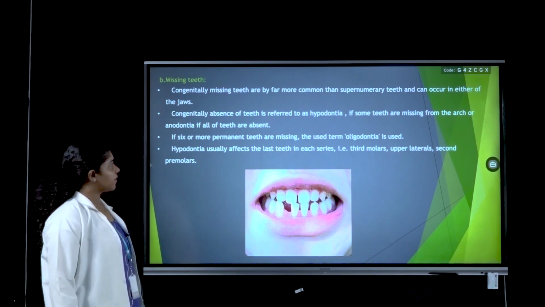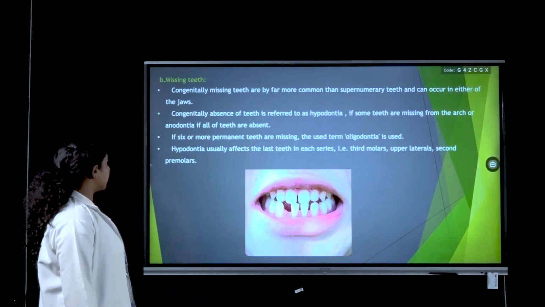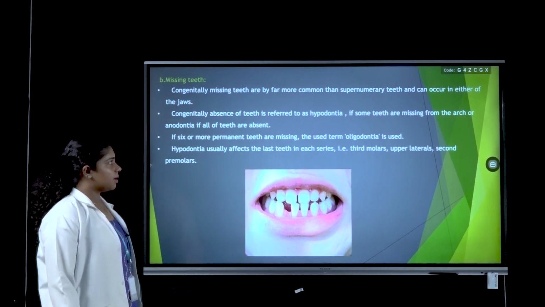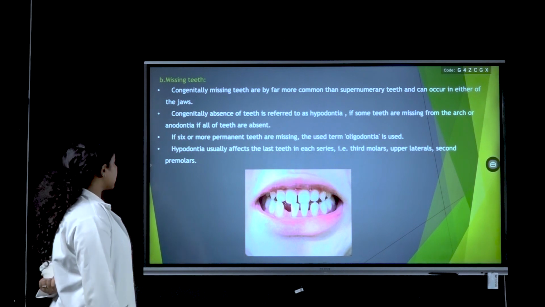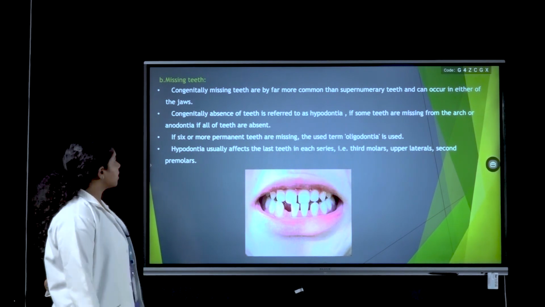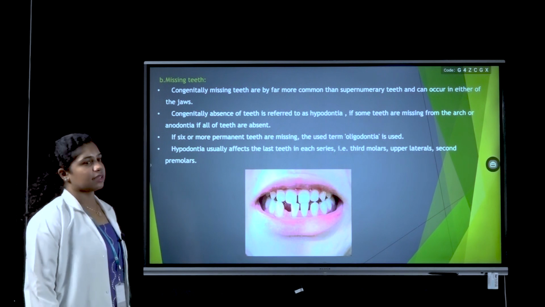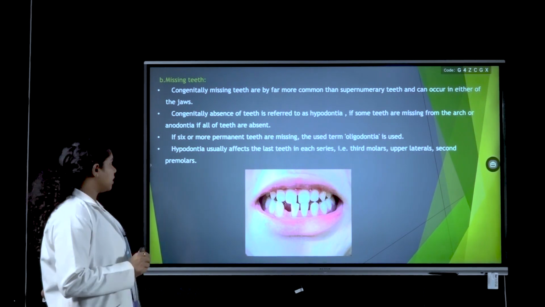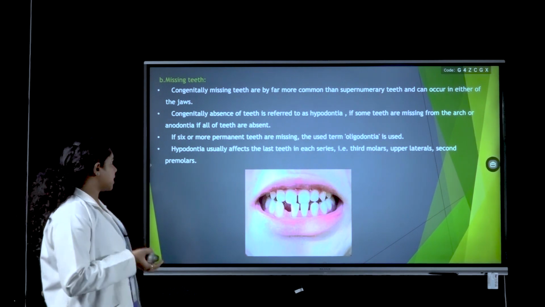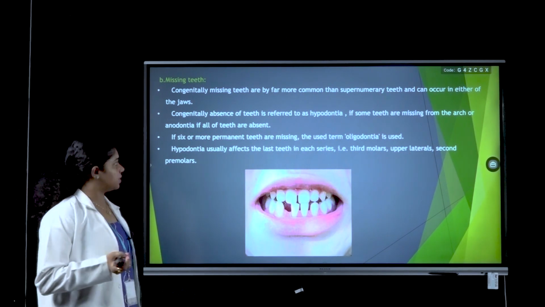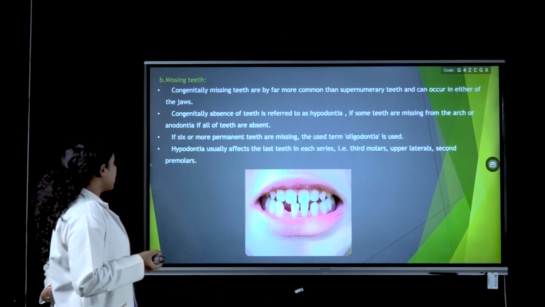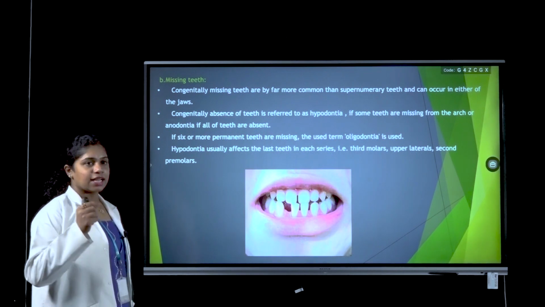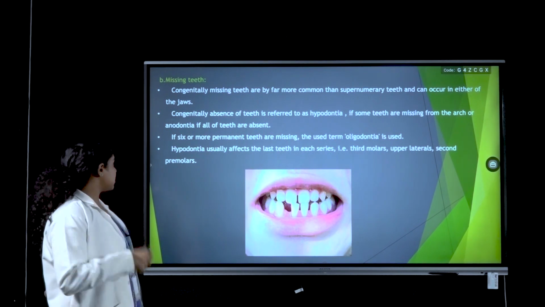So the other local factors include missing teeth. Congenitally missing teeth are by far the most common, even more common than the supernumerary teeth, and they can occur in either of the jaws. Congenital absence of teeth is referred to as hypodontia if some of the teeth are missing. If all the teeth are missing, it is called anodontia. If 6 or more permanent teeth are missing, it's called oligodontia. Hypodontia usually affects the last teeth of the series, such as third molars, upper laterals or second premolars.